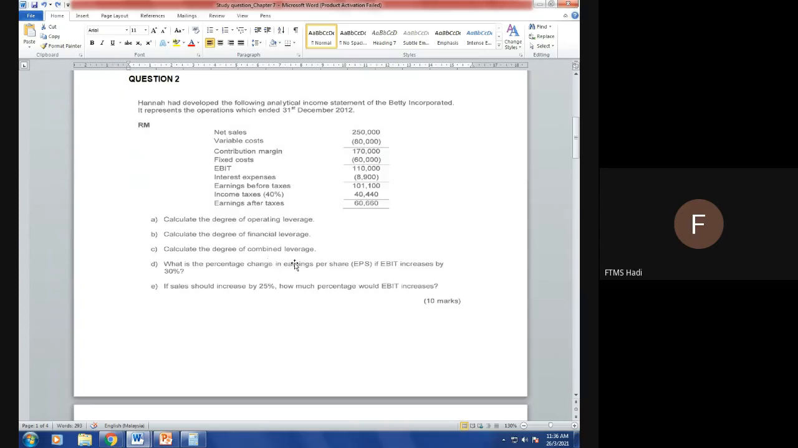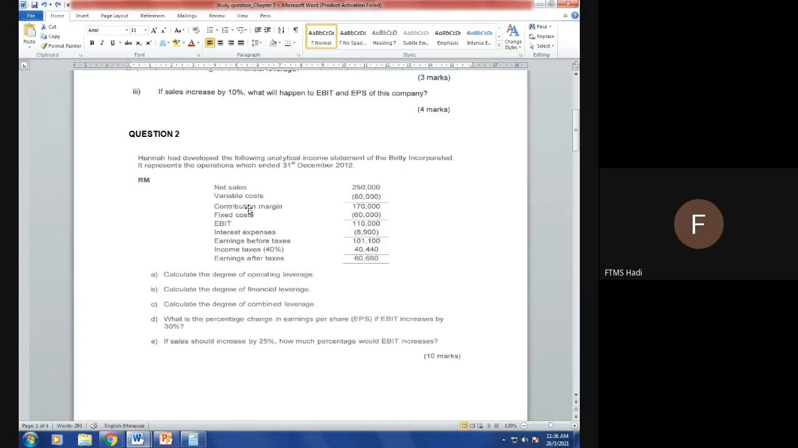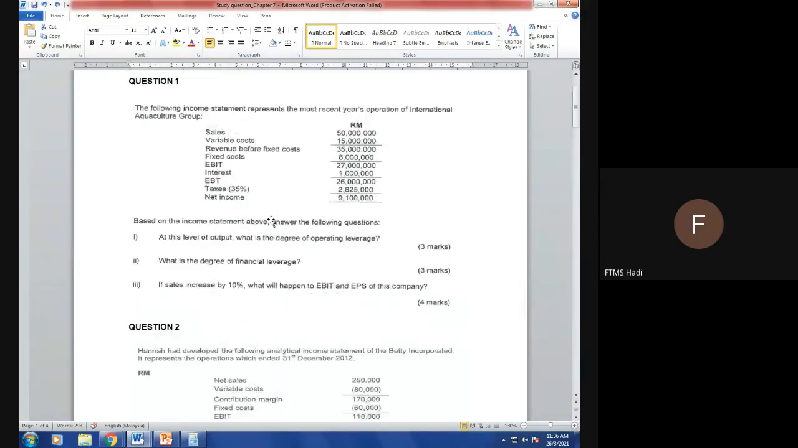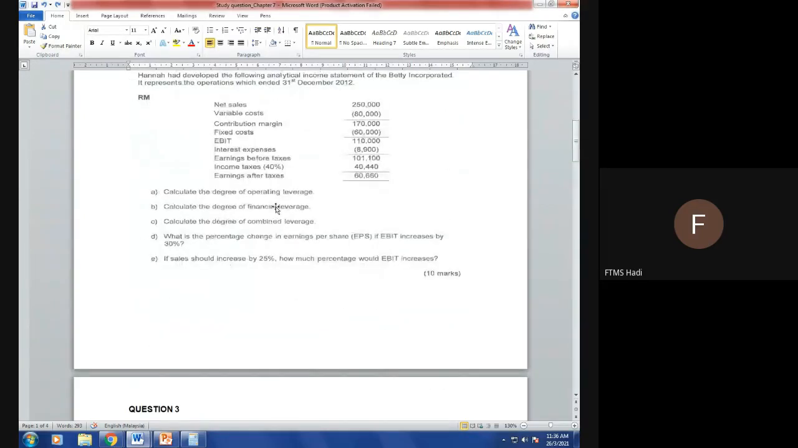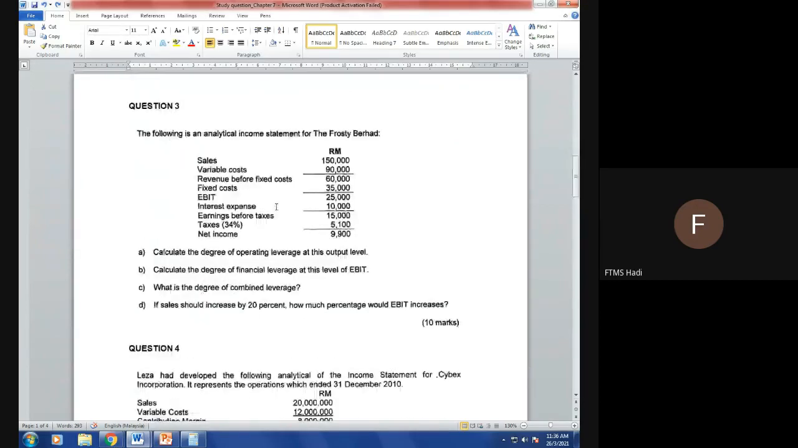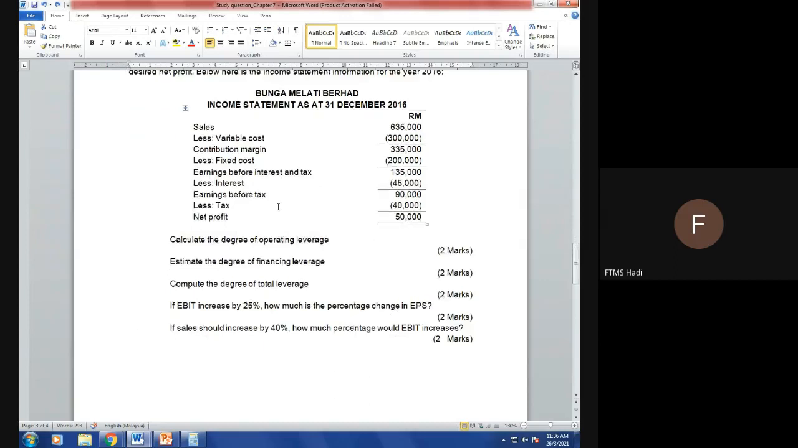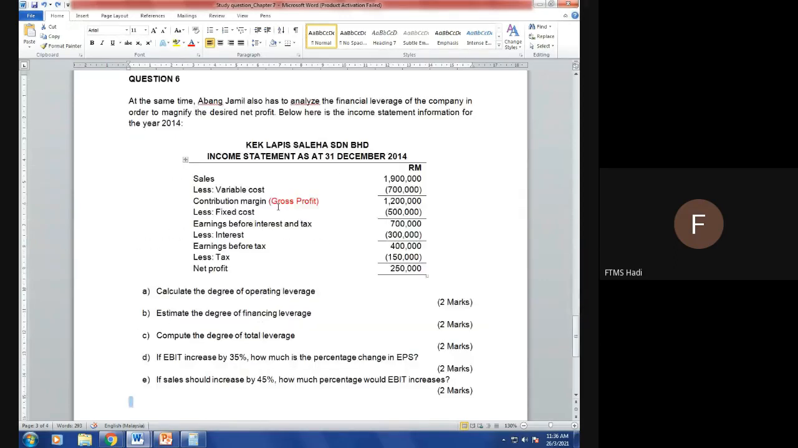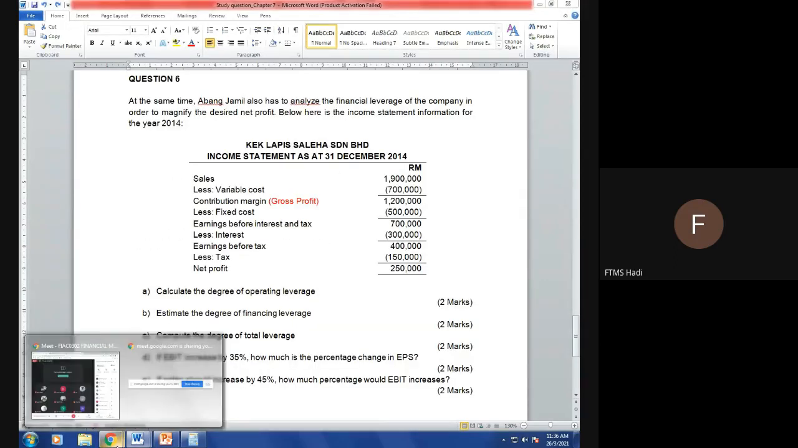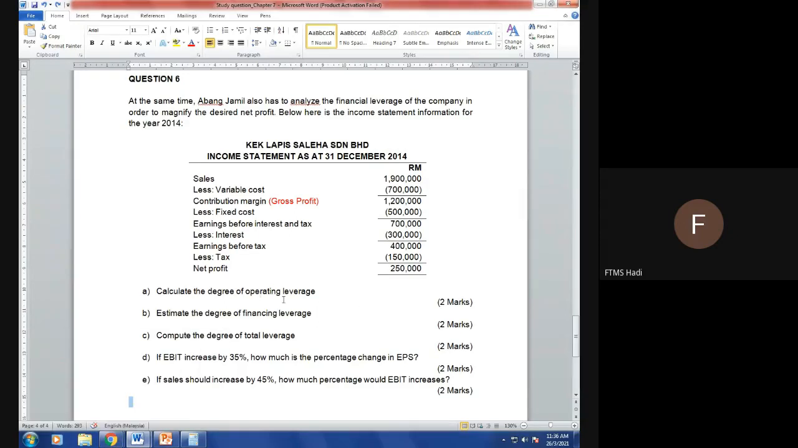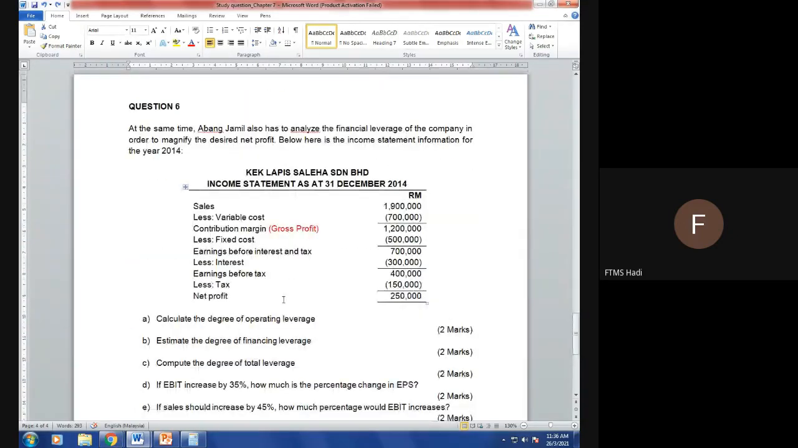Alright. Question number 2, contribution margin is the same thing, which is gross profit. Revenue before fixed cost is also known as gross profit as well. Nothing much. The questions are almost similar, and I believe you can do it, because in the previous semester most of them scored. So I think there is nothing much to discuss. The question is quite easy. That is the easiest chapter.